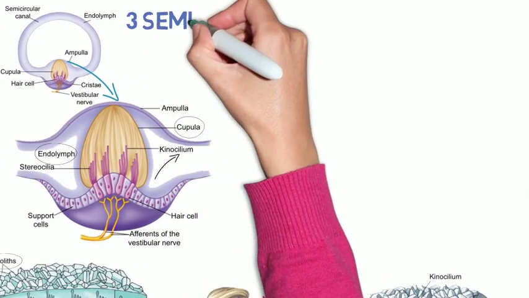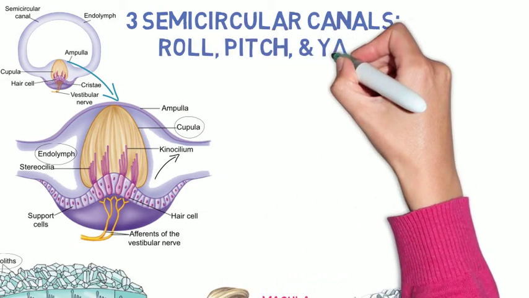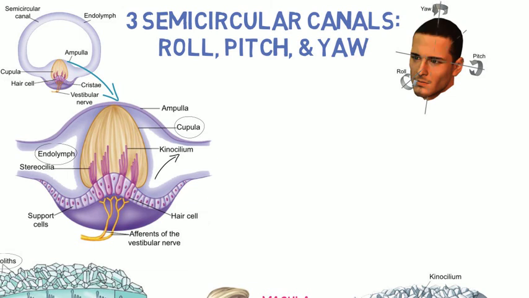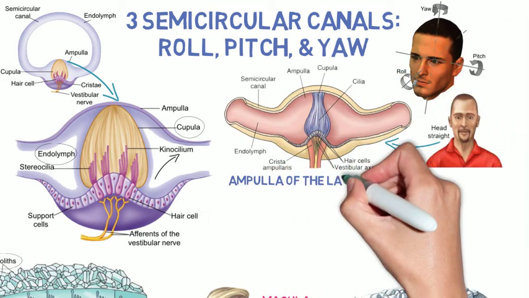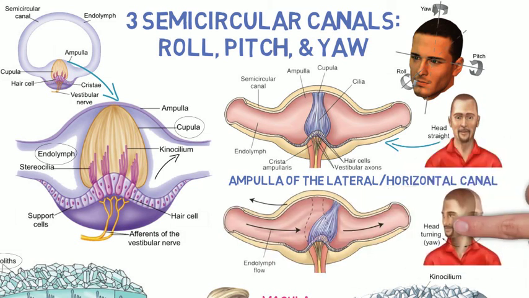Each ear has three semicircular canals that are at right angles to one another, allowing for detection of angular acceleration in three rotational directions, known as roll, pitch, and yaw. For example, let's look at the horizontal semicircular canal. When the head turns to the right, the endolymph lags behind and applies force to the cupula, bending the cilia within it, in the opposite direction to the rotation of the head.